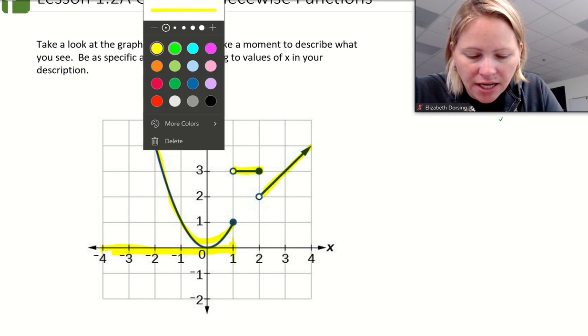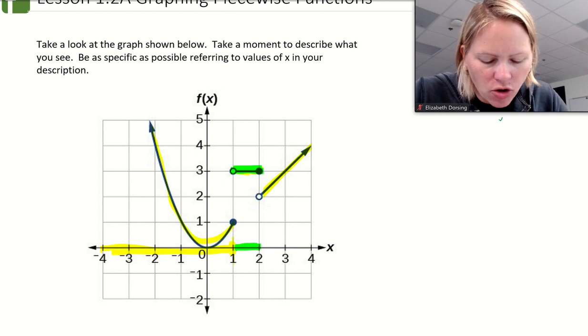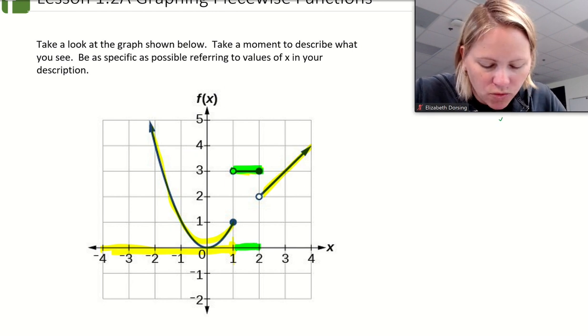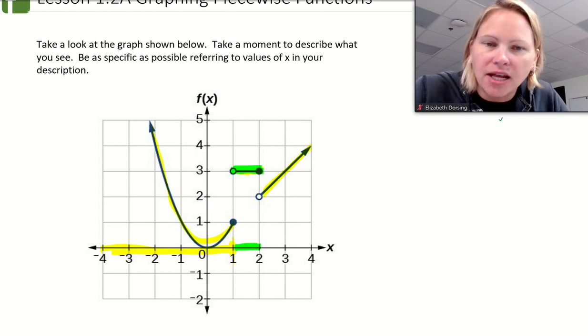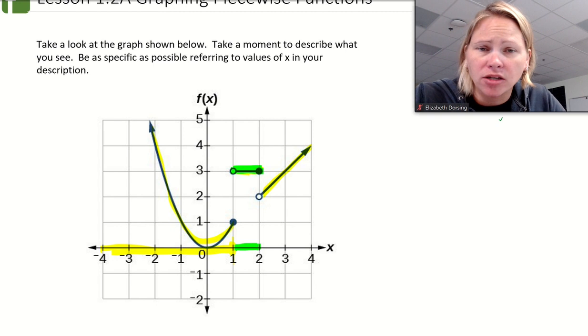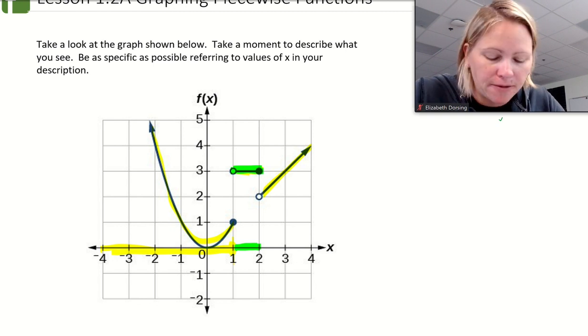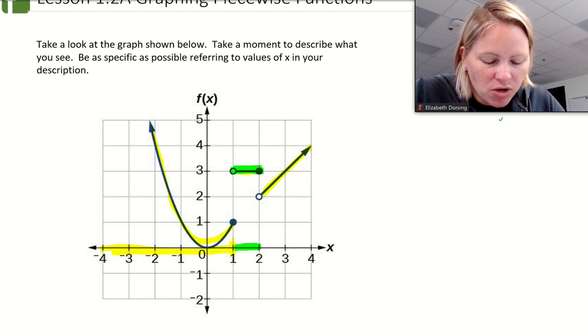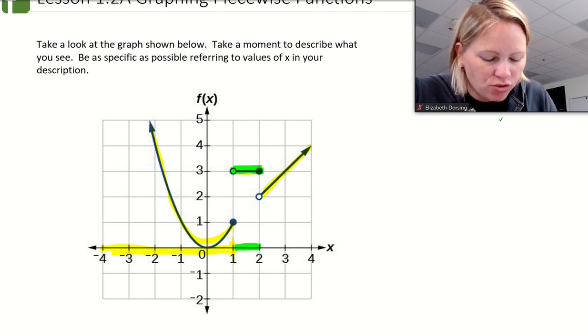The little line segment here, and we'll highlight it in green, seems to be from 1 to 2, but you'll notice there's an open dot there. And that open dot means that the value when x is 1 is evaluated only in the parabola segment. It's not included in the horizontal line segment. So when we have an open dot on a graph, it means that that is a boundary point, but it's not included.